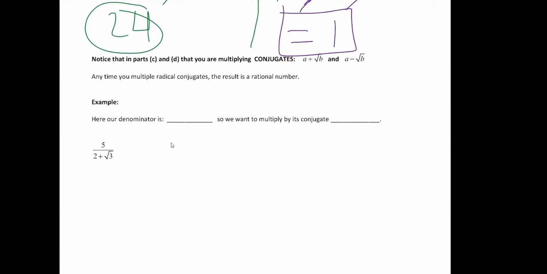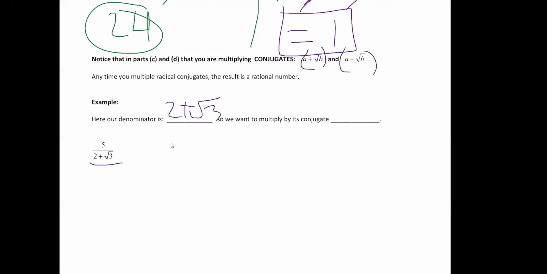So if you notice, this is what I was just trying to say. When you multiply something in this form, the result is always going to be a rational number. So in this example, this is how you can rationalize, or get rid of a radical on the bottom where it's not just a single term, like we saw in 6.2.